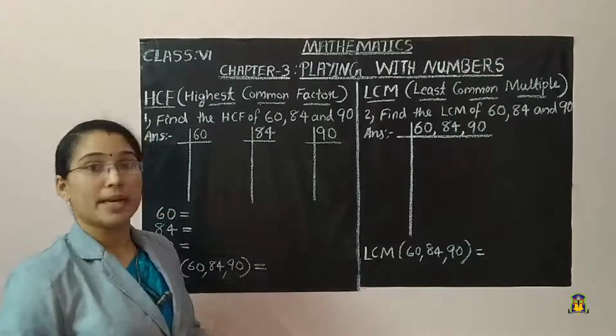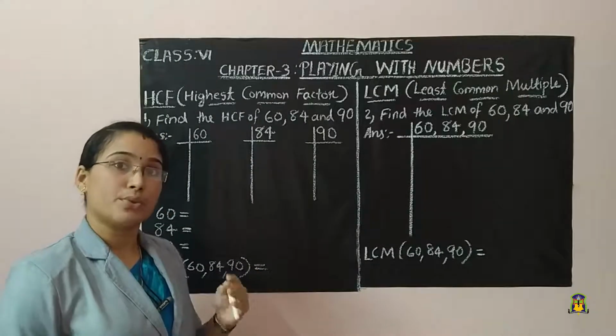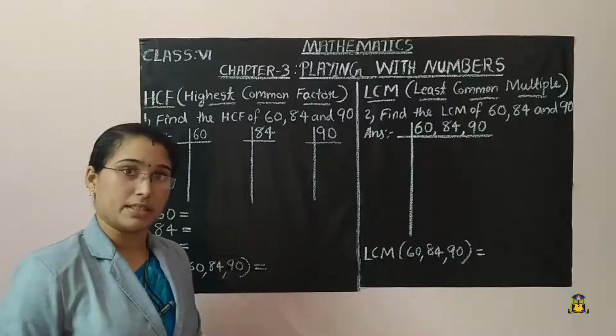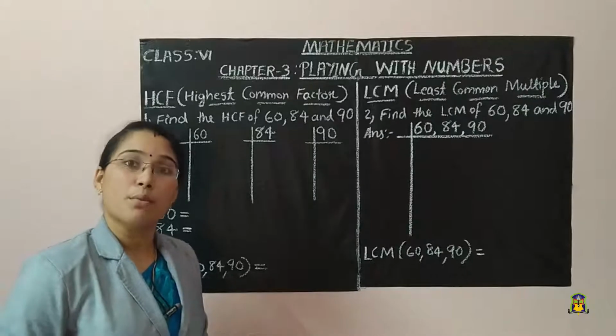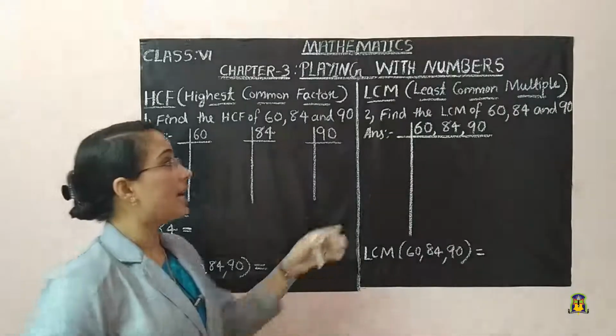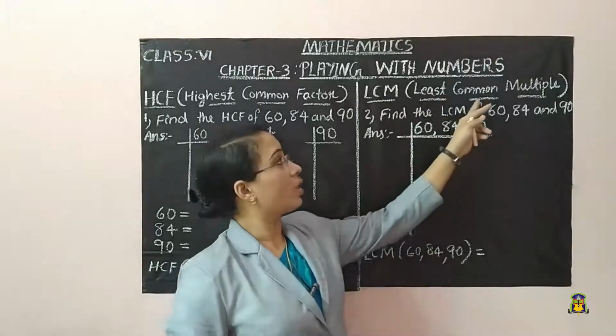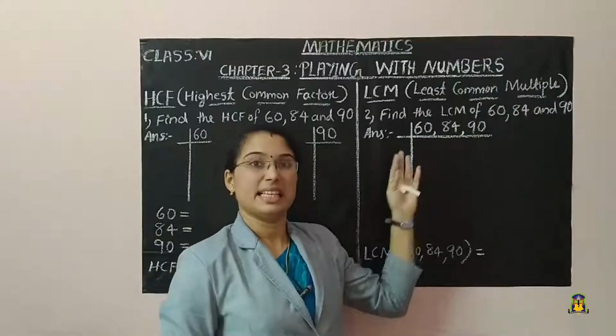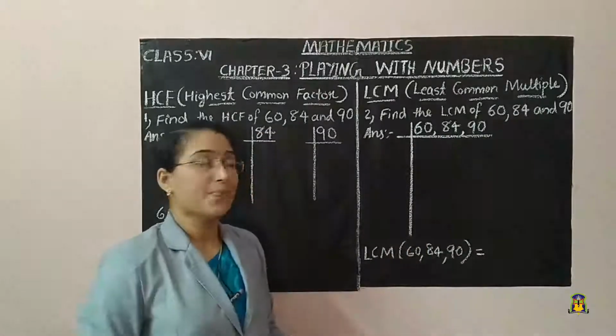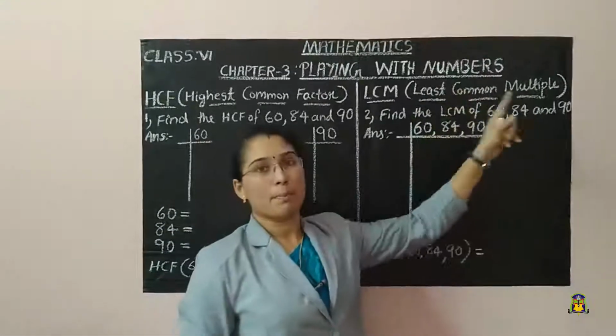Okay, then what is meant by LCM? LCM of two or more given numbers, sometimes two numbers, sometimes more than two numbers, is the least or lowest of their common multiples.